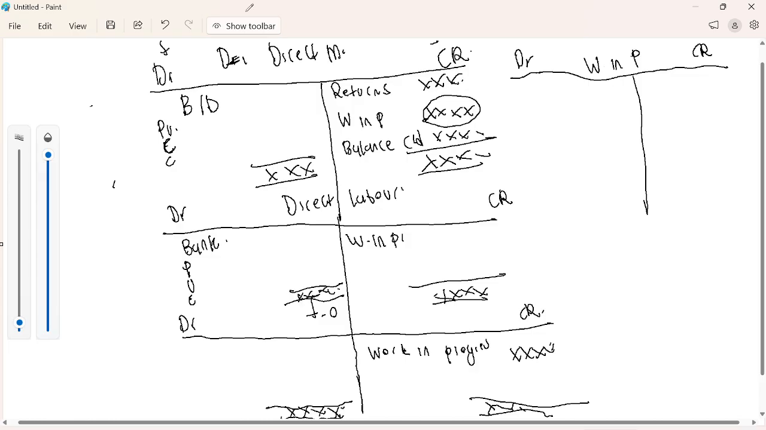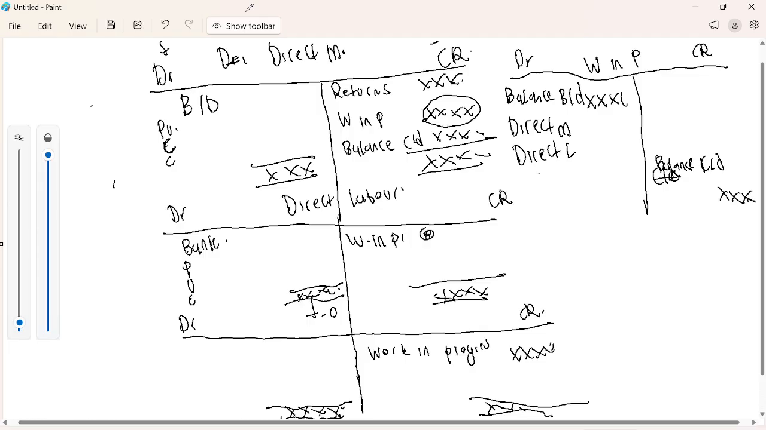Now they'll give you an opening balance of work in progress, meaning I'm going to have balance brought down of work in progress. I'm going to put it here. Sorry, they're going to give you a closing balance, which is balance carried down. All fine. I'm going to close it off here. Then here I'm going to have direct material, this amount. I'm going to have direct labor, which amount? This one. I'm going to have factory overheads, which amount? This amount. I'm going to have all of them here.